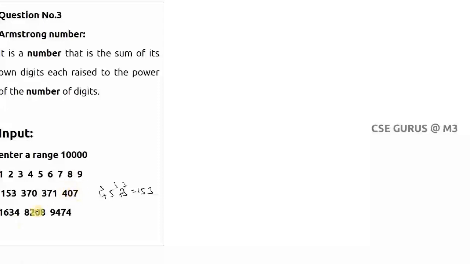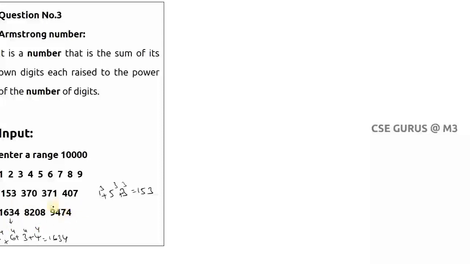You can check it. And what about this one, 1634? That means 4 digits are there. Now I need to take 1634 and each digit to the power of 4. Why? Because in total we have 4 digits. Now if I make the sum, I'll get 1634. And even if you go for this one, 8 power 4 plus 2 power 4 plus 0 power 4 plus 8 power 4. Like this you have Armstrong numbers.